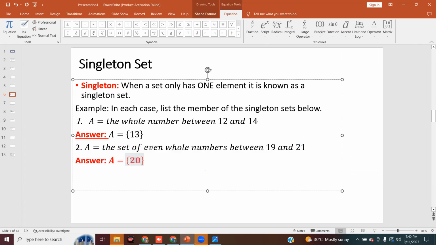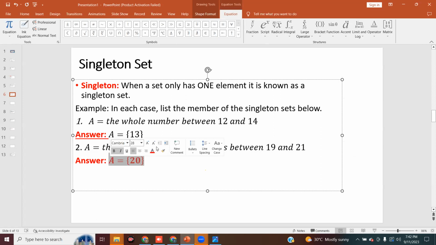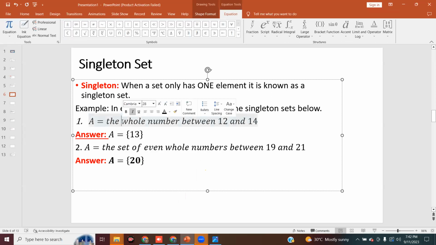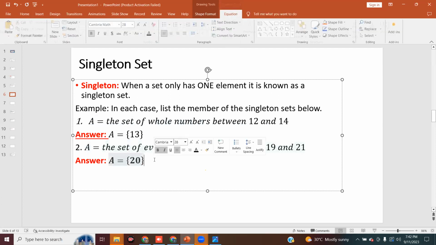Number one, it should read the set or just the whole number. It should read the set. When I think about it, it should read the set of whole numbers between. So make a correction on number one, please. Should read the set of whole numbers between 12 and 14.